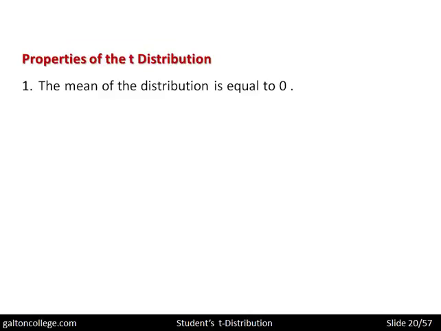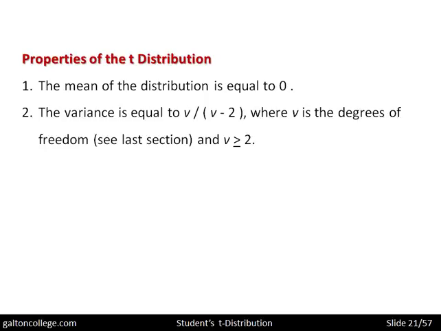Now, properties of the t-distribution. Well, the mean of the distribution is equal to 0. So the average of the t-distribution is 0. The variance is equal to v over v minus 2, where v is the degrees of freedom. So the variance, in other words, the standard deviation squared, is equal to v over v minus 2. And of course, v is greater than 2. If it wasn't, the denominator on that expression would be either 0 or negative.